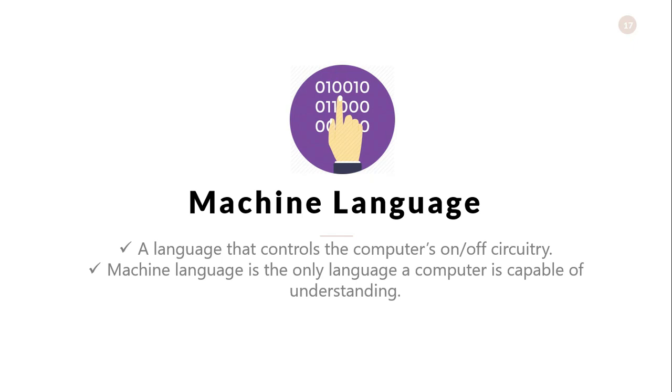Machine language: a language that controls the computer's on-off circuitry. Sometimes referred to as machine code or object code, machine language is a collection of binary digits or bits that the computer reads and interprets. Machine language is the only language a computer is capable of understanding.